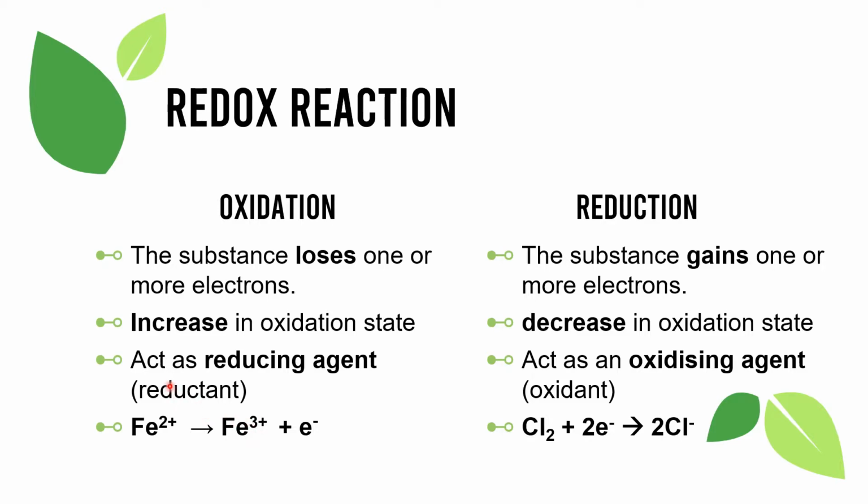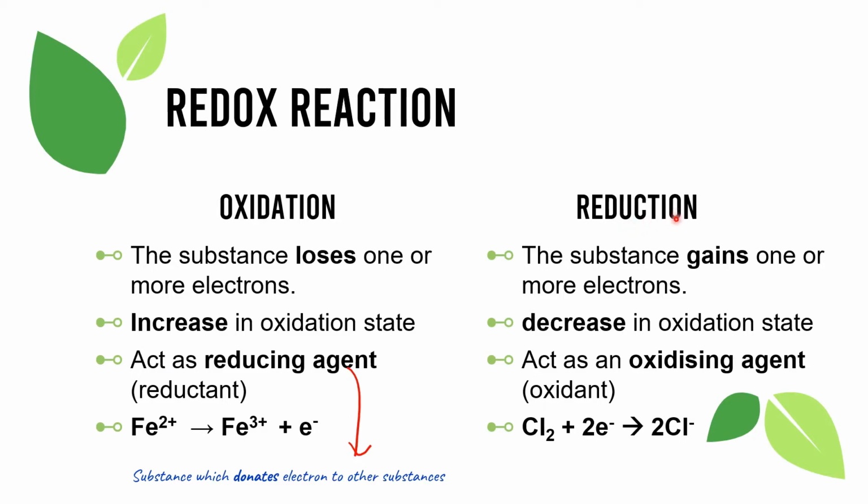And it will act as a reducing agent. So what is a reducing agent? A reducing agent is a substance which donates electrons to other substances. In this equation, we can see that Fe2+ loses its electron. Maybe it will give it to other substances to become Fe3+. So between these two ions, Fe2+ is the reducing agent.